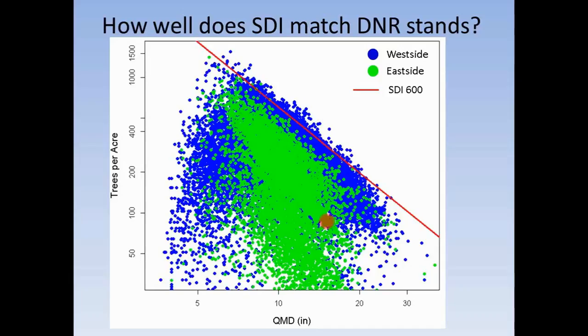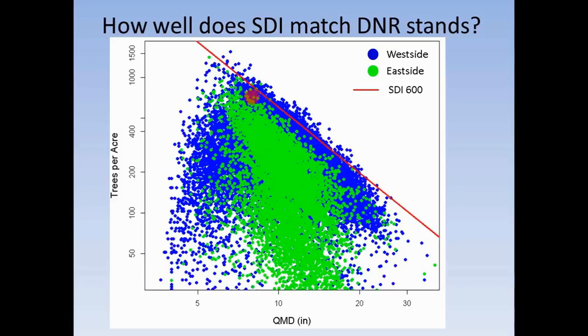Now this is data from Friss, and I'm plotting it in the same log space that Reineke used, trees per acre and QMD, and here's our SDI of 600. And what we're trying to capture here is that upper limit of density. And it does a pretty good job. That red line follows along pretty close to what we're seeing in Friss. The blue points are west side stands, and the green points are east side stands. But I thought this was neat, and it almost always works out this way. There's something about this mystery of SDI that it really empirically is reinforced over and over again.